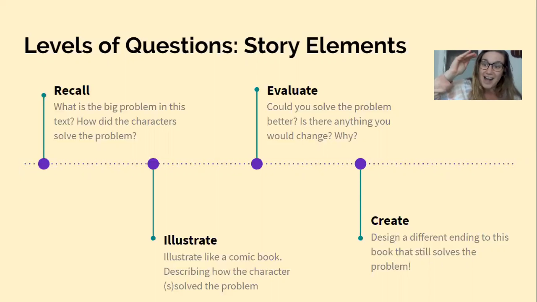Our last step, our highest step, the hardest thing that we can do is design a different ending to this book that still solves the problem. So we took it from evaluating, I'm thinking, is there a better solution, to, hey, I've made a better solution and now I'm going to demonstrate it. Maybe it's with puppets, or maybe it's with pictures, writing even. There are many ways that you can demonstrate that, but you're going to want to go ahead and move to that highest level of creation.